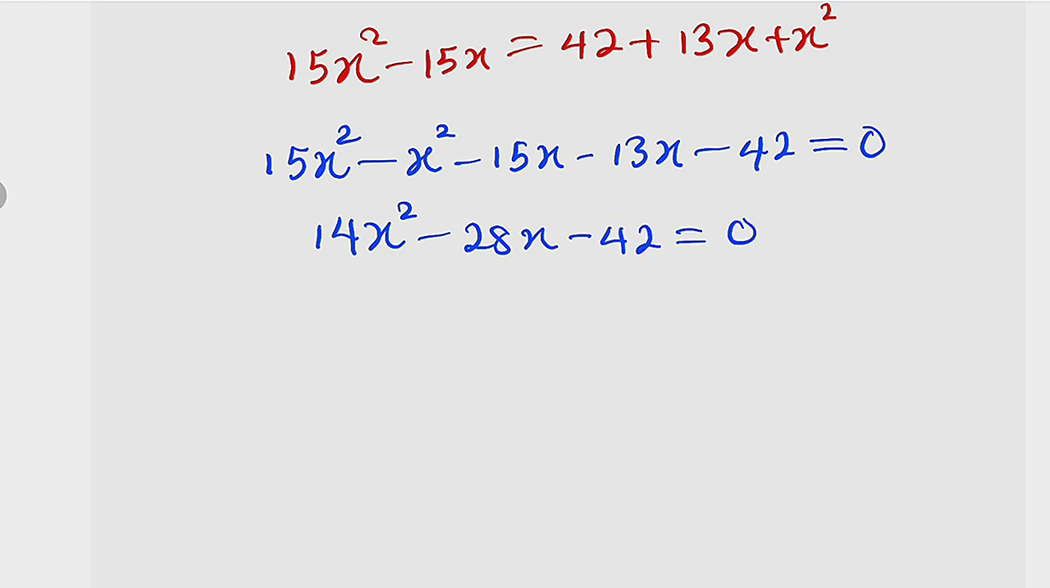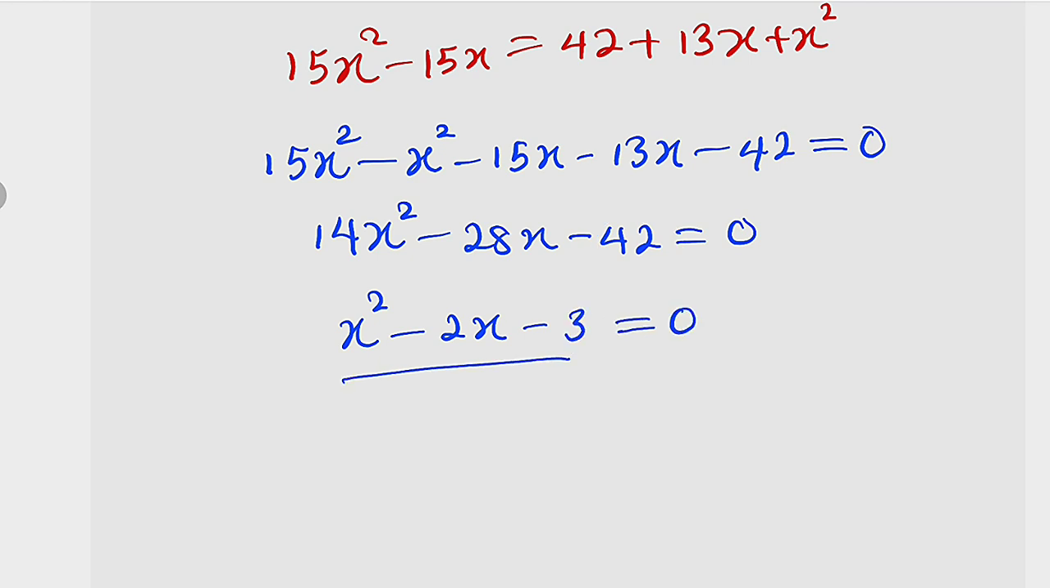Now we have a quadratic equation. But I think all of these three terms are divisible by 14. So let's divide through by 14. This divide by 14 will give us x squared, minus, this divide by 14 is going to give us 2x, minus 42 divided by 14 is 3. So this is equal to 0.